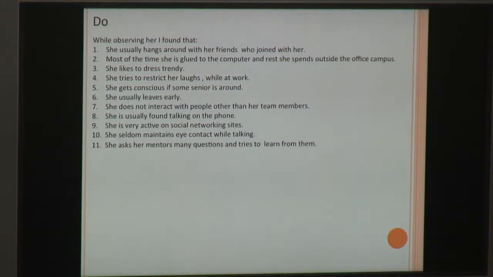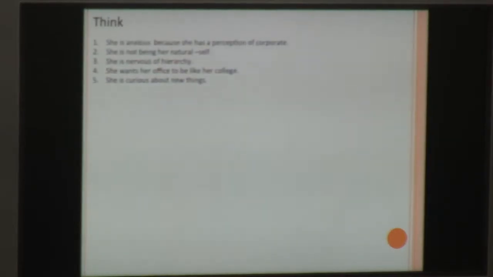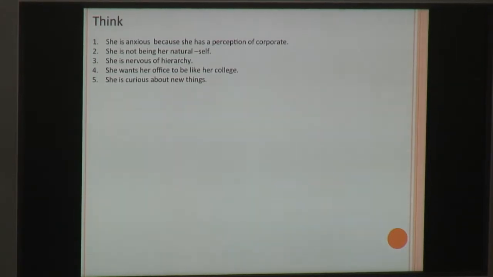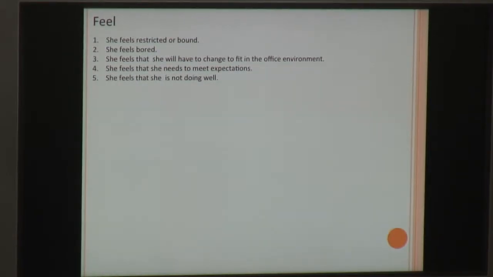So there's potentially some conflicts or contradictions between what she says and what's actually happening. And then, this is what the interviewer thought about her. One is that she's anxious because she has some perception of corporate image. She kind of wants her office to be more fun, like college would be, and she's not being her natural self. And then these are some of the feelings that they thought were expressed. So she's feeling bored, she's feeling restricted, she feels she has to change to fit in the office environment. She feels she's not doing very well.